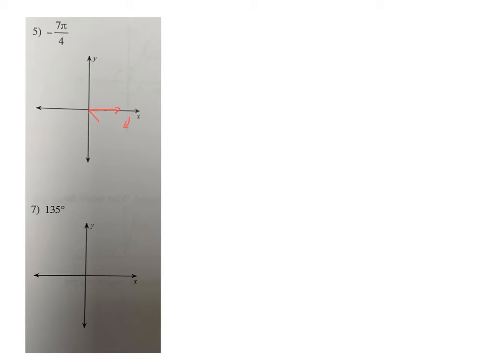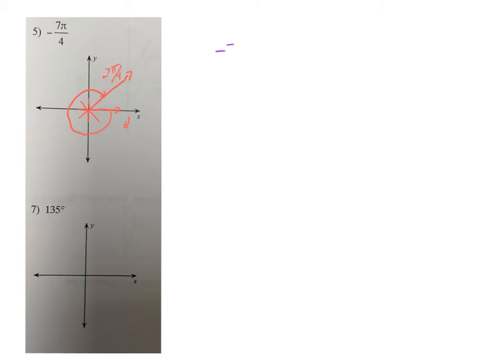This is 1 pi over 4, 2, 3, 4, 5, 6, 7 pi over 4. So that would be my angle, negative 7 pi over 4. All right? So that's my first part of this, just sketching it.